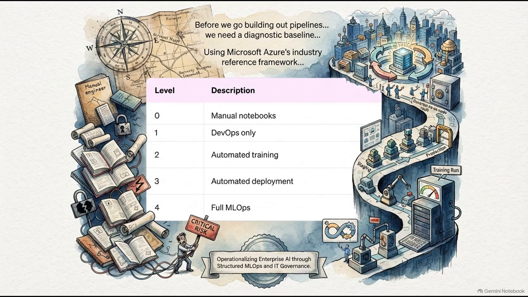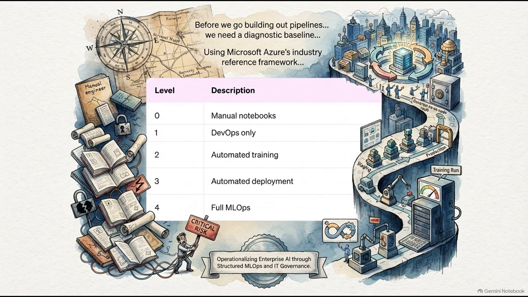Using Microsoft Azure's industry reference framework, you can clearly see this dangerous progression from level 0 to level 4. And honestly, most enterprises are still sitting around level 1 or 2. Level 0, that's just manual notebooks. It's essentially an IT security nightmare carrying a critical risk. Level 1 is where you at least have DevOps for your software, but the ML side is still entirely manual, so still high risk.